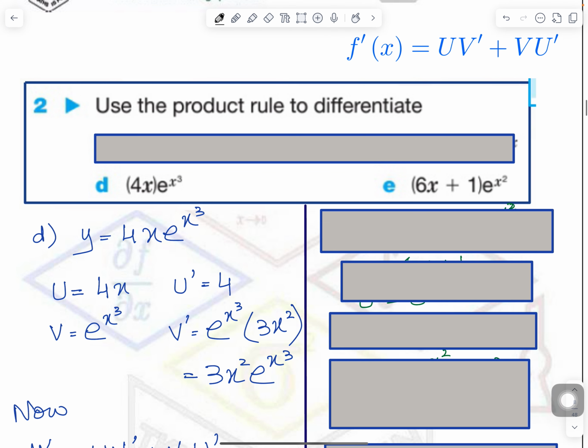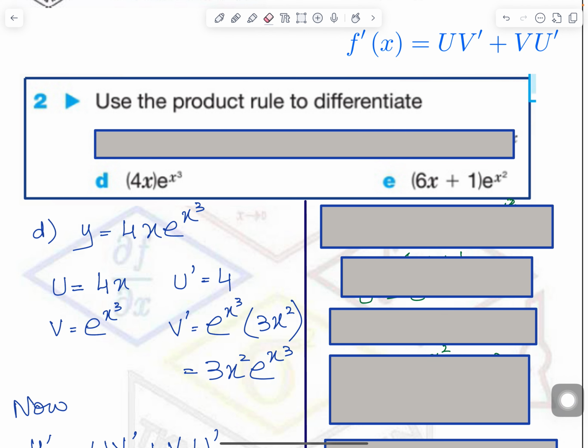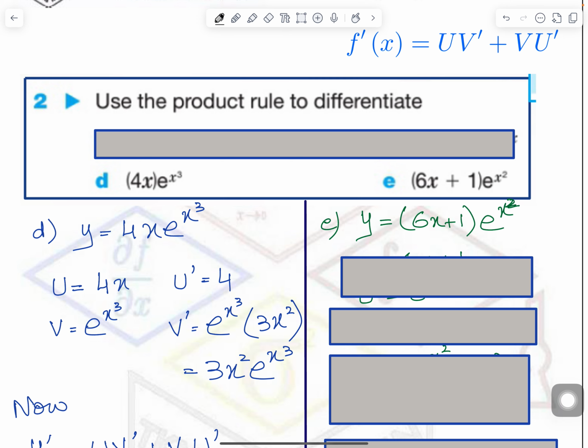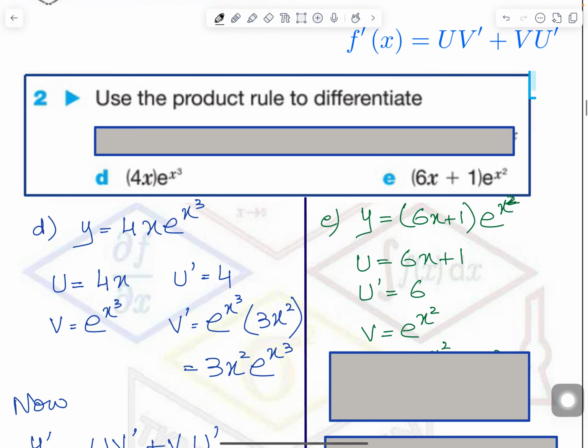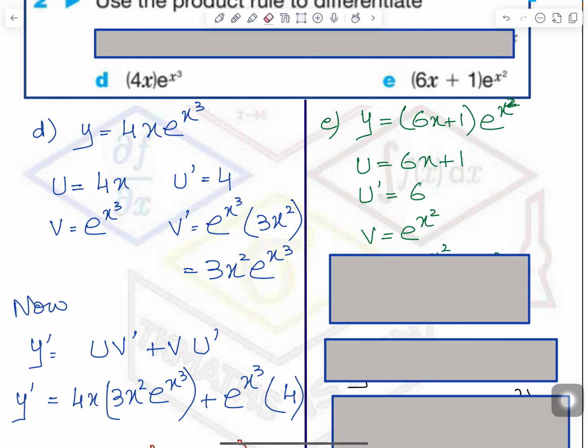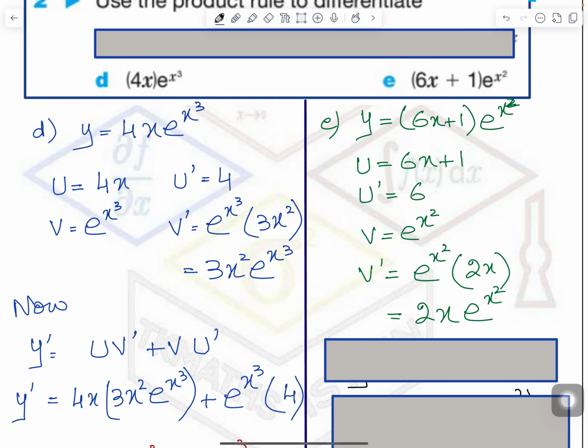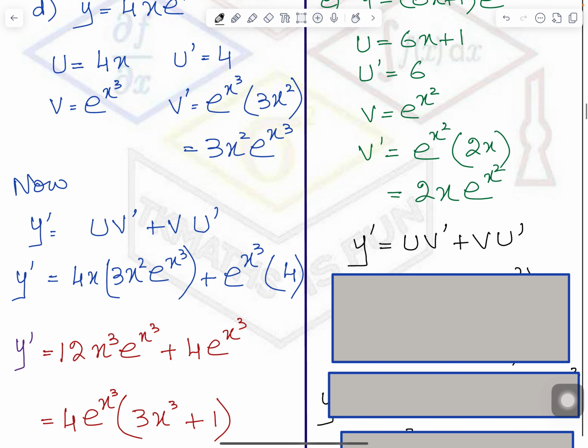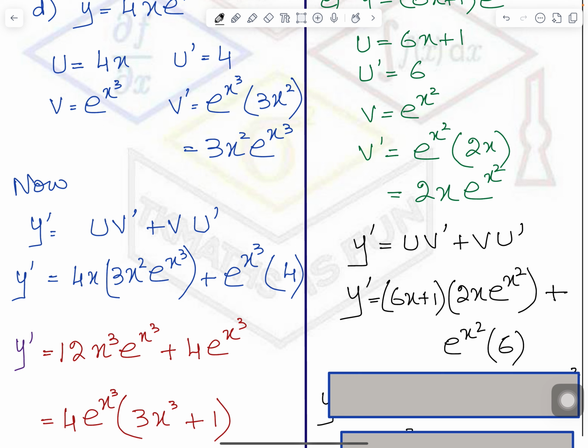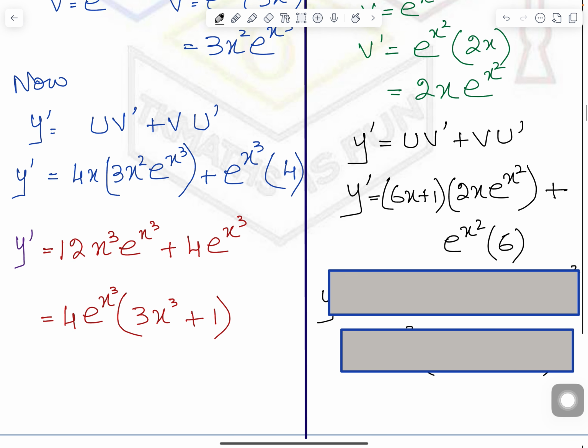Now let's check the answer of second part E. u is 6x plus 1 and v is e power x square. So differentiation. I hope differentiation is clear so far. And after that I will plug in the formula, which is u v prime plus v u prime. Okay. So let's substitute here. u times differentiation of v plus v times differentiation of u. After that, simplify and then factorize it.